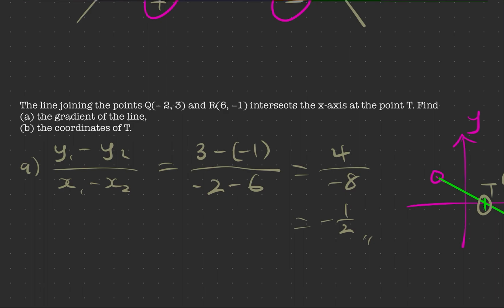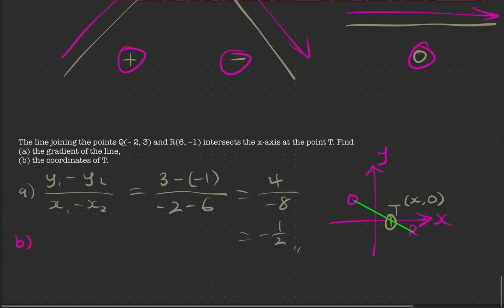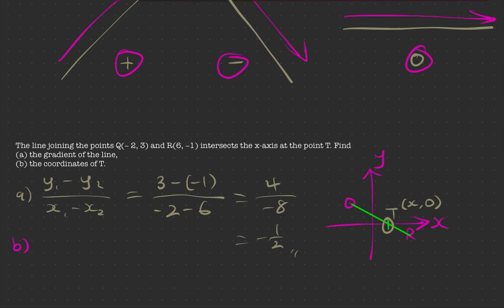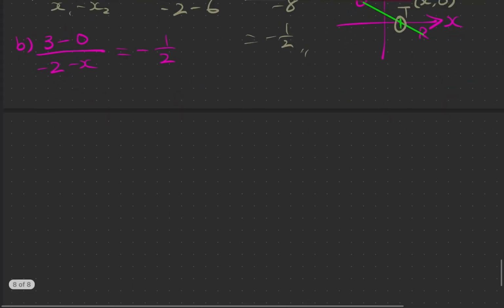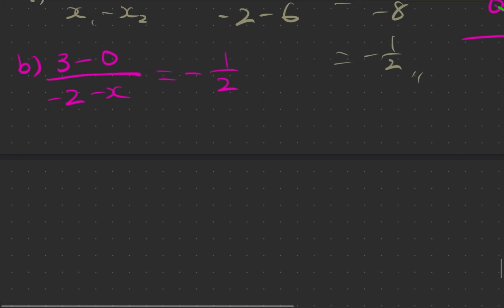So if we just work this out, just use a different color pen now. We sub in any value. For now, I'm just going to use Q. So 3 minus 0 over -2 minus x. Okay, so T's coordinates is (x, 0). So we're just going to sub in that value. It will give us the same gradient as just now, -1/2. That's how we know. I'm just going to make a new page because I ran out of space.